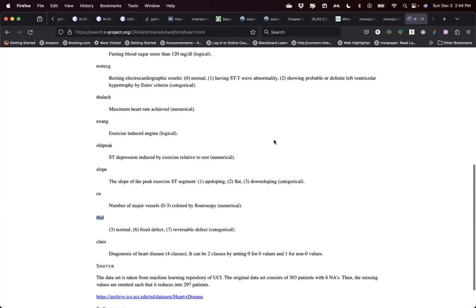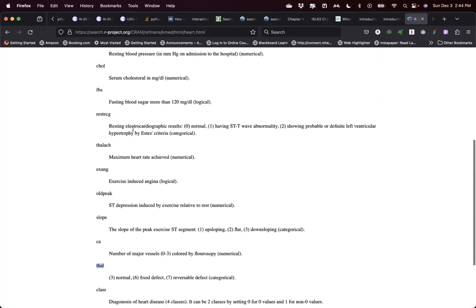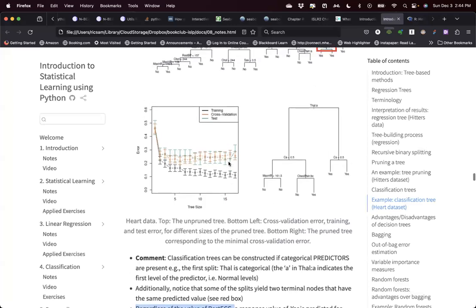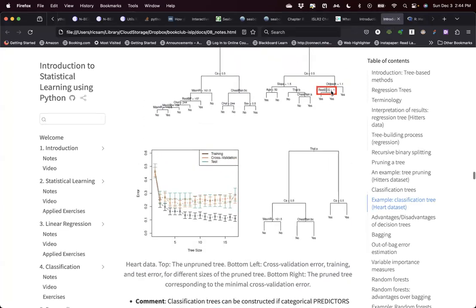Let's see if I can find it somewhere. Okay, rest ECG. A resting electrocardiograph result, zero normal, one having a normal to swing probability, which is another categorical variable. So here, in this split, we get the same result.